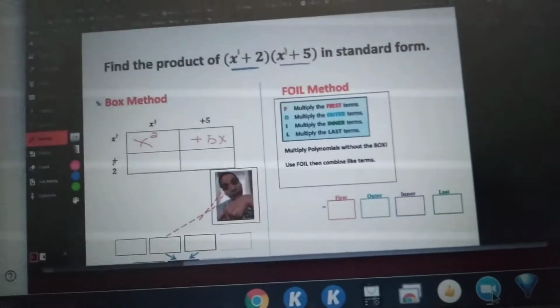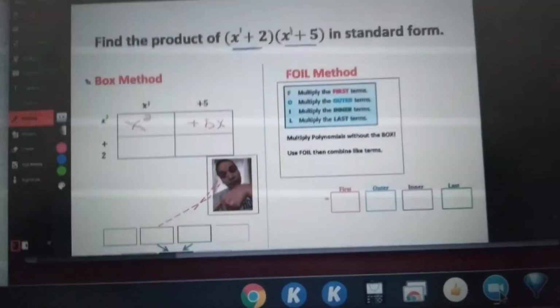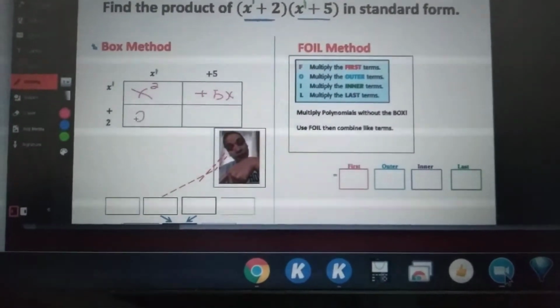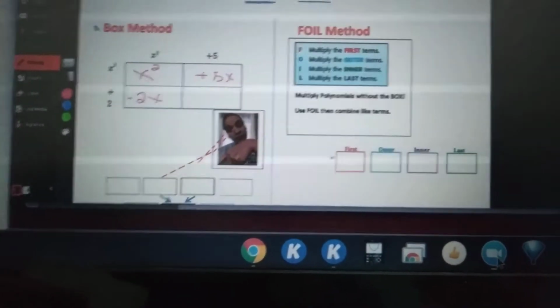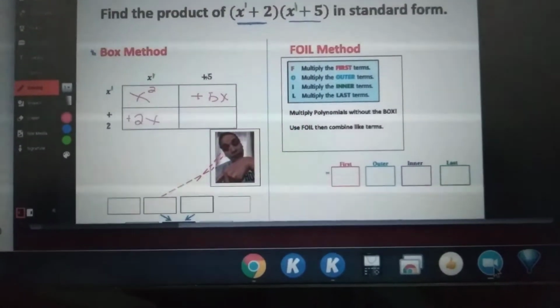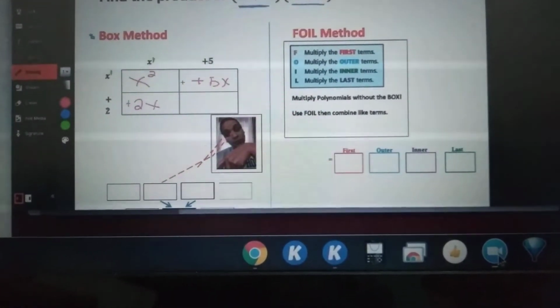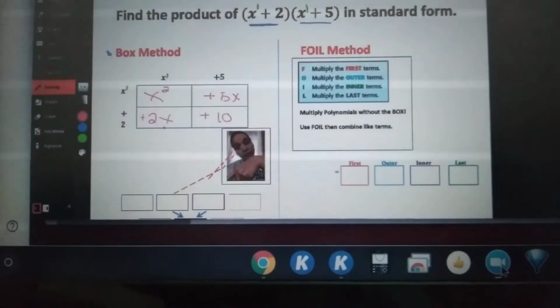Now let's move on to the next row. So I repeat the process. 2 times x to the first is just 2x. And it's a plus. Notice this plus here. So I'm going to put plus. 2 times 5. Oh, that's positive 10. There we go. So I'm going to put a plus 10. Everybody understand?